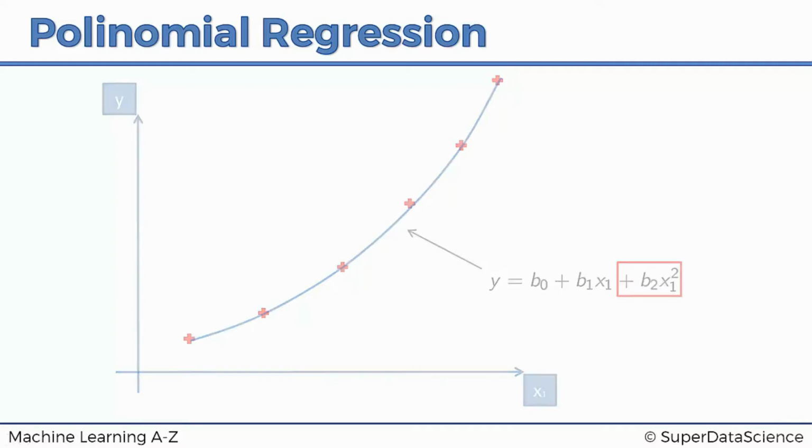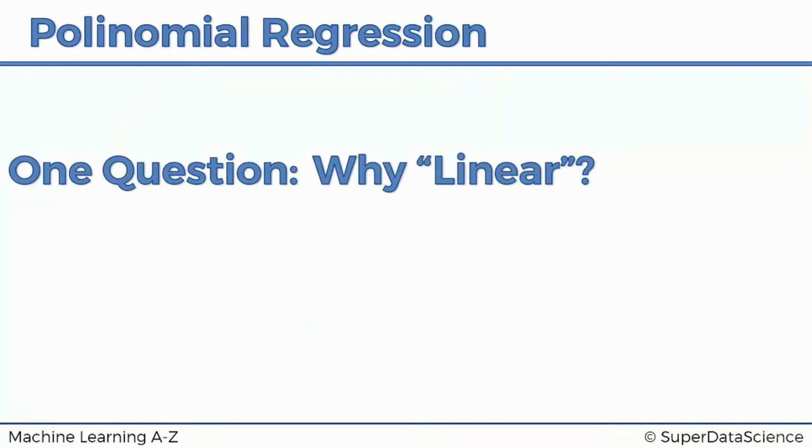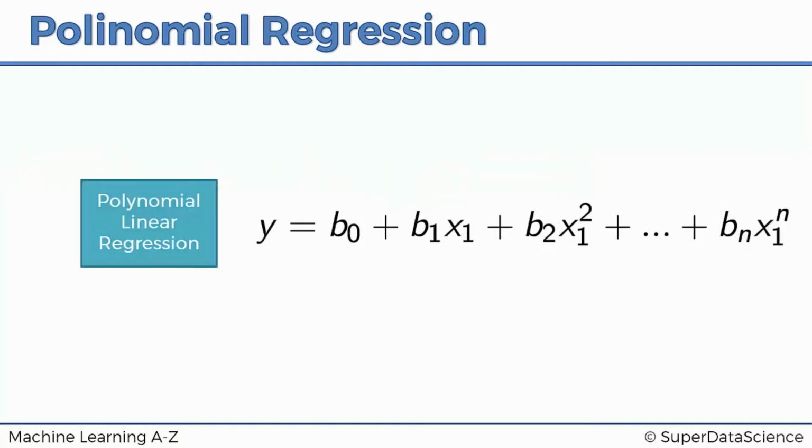And we have one final question left. The question is, why is it called linear still, right? So we saw those different powers, squared, cubed, to the power of n, and so on. Why is it still called linear? And I'll show you what I mean. If you look on the left here, it says polynomial linear regression. So why is it still called a linear regression if it's a polynomial regression?